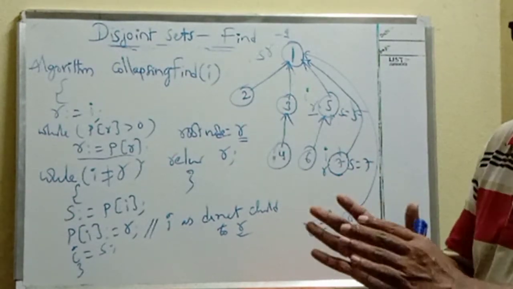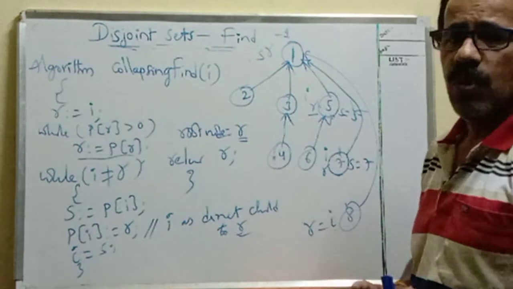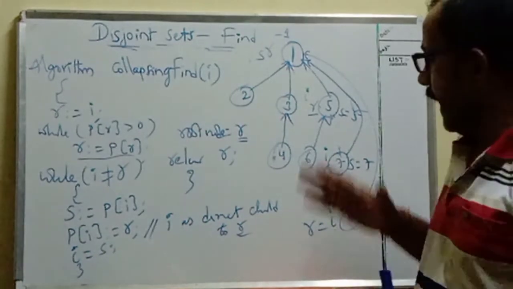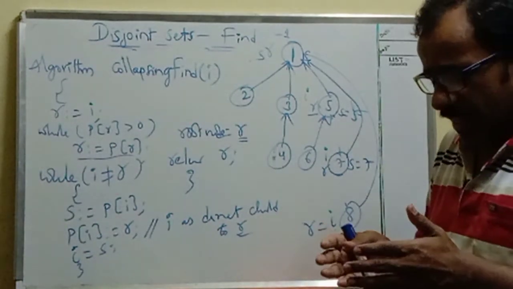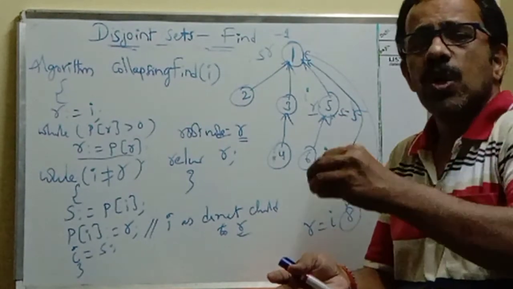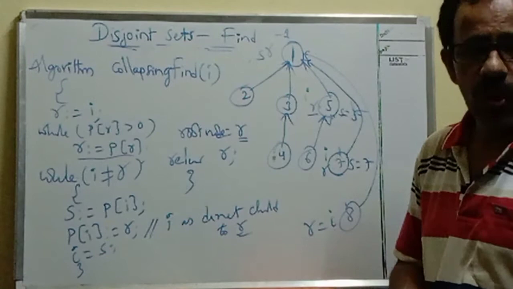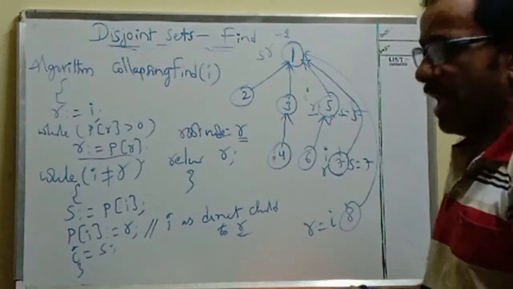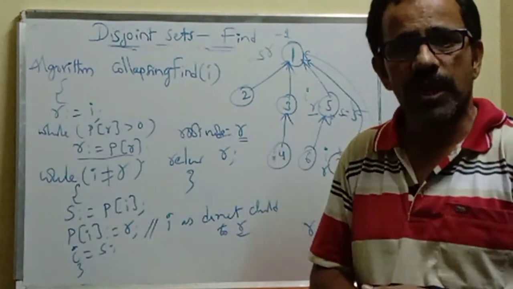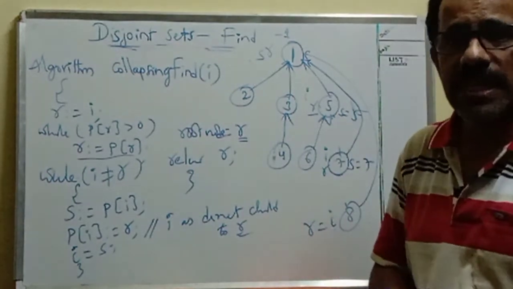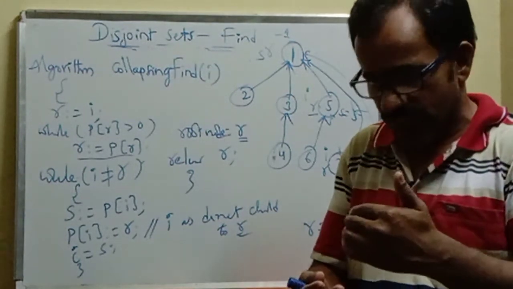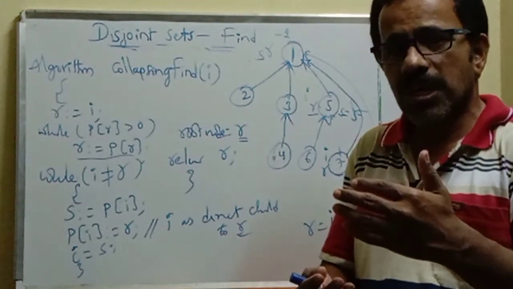Once again I will give. You can apply collapsing find at any node. First of all, if we apply the find operation on that particular node first time, we have to reach the root node and find out what is the root node of the respective node. That is the aim of finding the root node for the respective node. Okay?